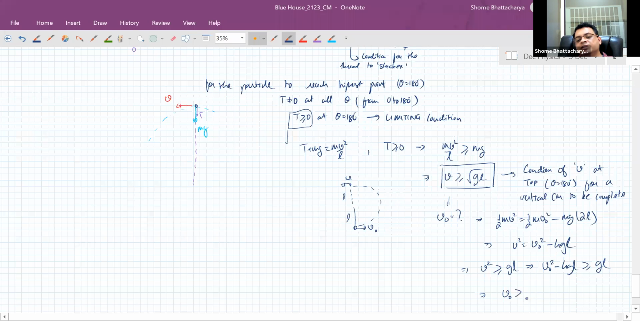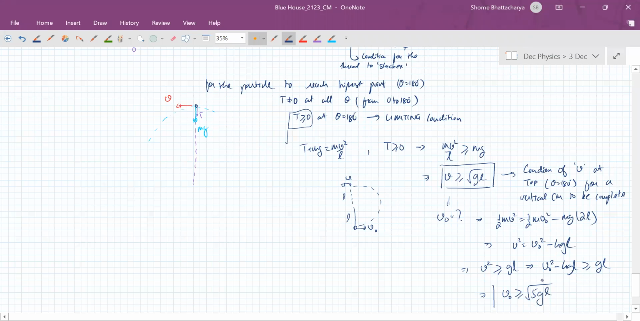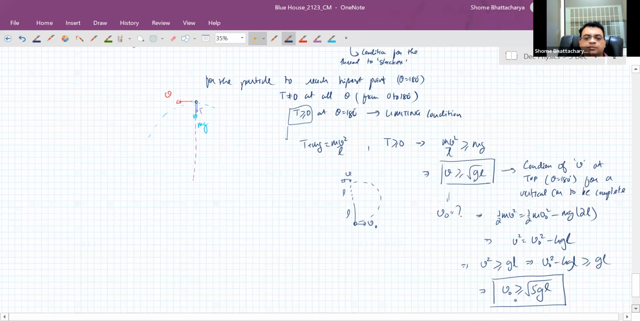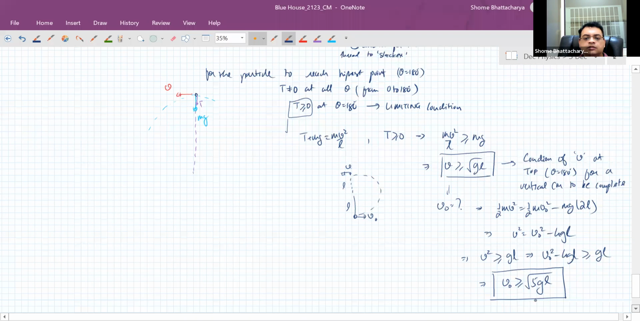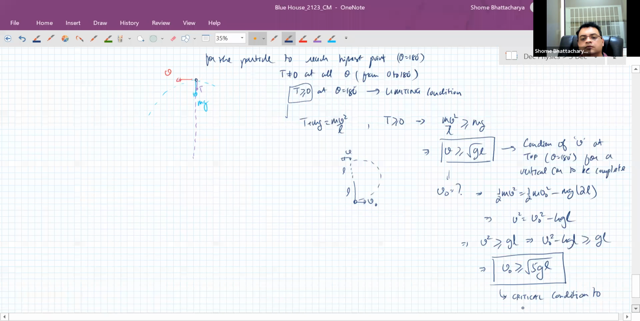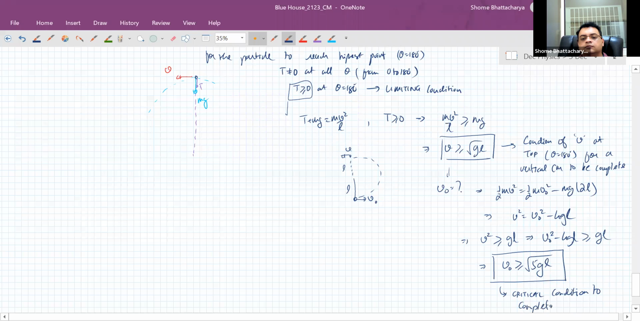So that gives me the condition on the speed at the lowest point. How much minimum speed do I have to give if I want to guarantee that it completes vertical circular motion? The thread should not slacken in between. I have to give a minimum speed of root 5 gL or more than that. So this is the critical condition for completion of vertical circular motion. Now we can understand that there is a whole set of values.